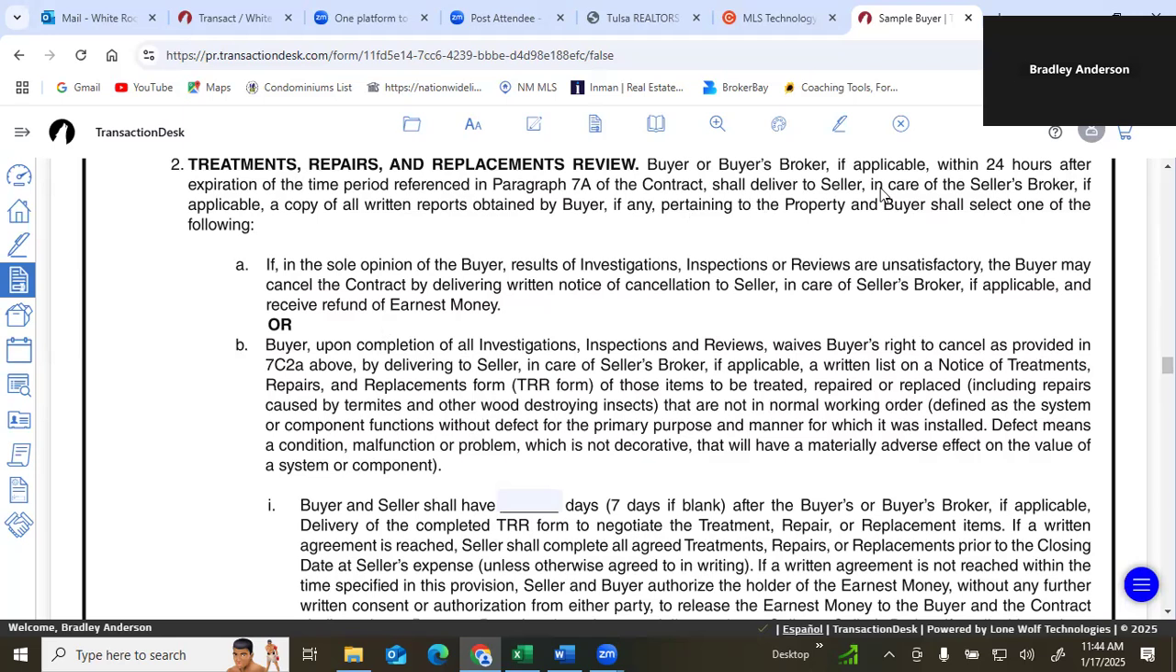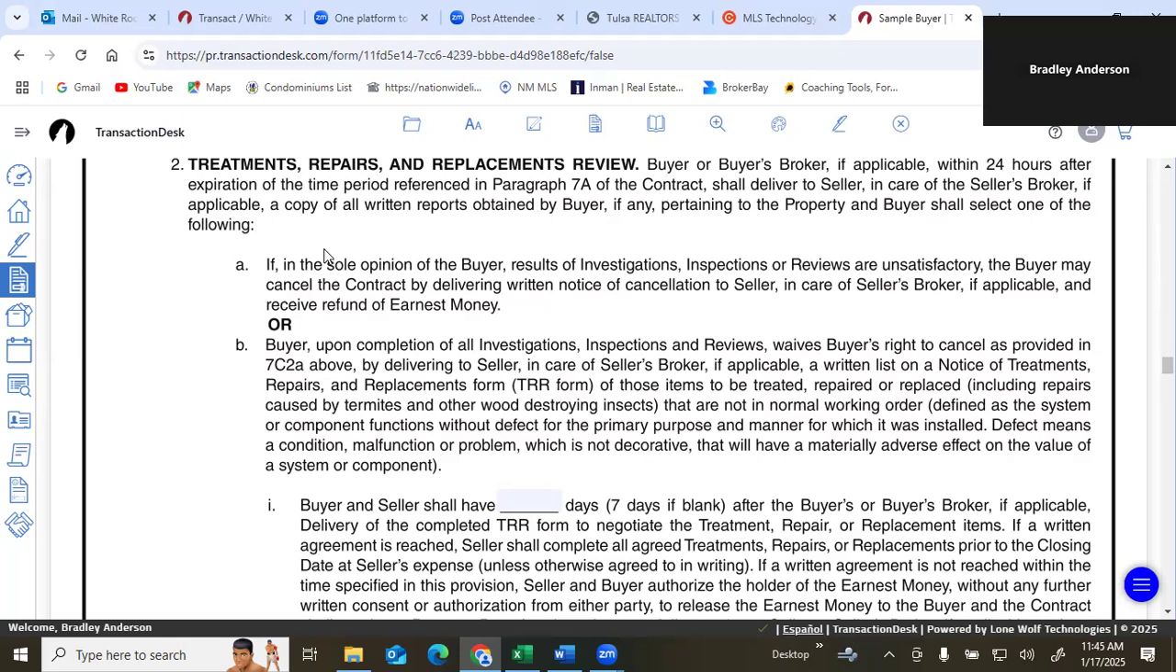Seller shall deliver to the seller. I'm sorry. Buyer shall deliver to the seller in care of the seller's broker, if applicable, a copy of all written reports obtained by the buyer, if any, pertaining to the property, and buyer shall select one of the following. So you've got 24 hours after the expiration of that, in my example, 7-day period, to deliver any written report that you got on that property.